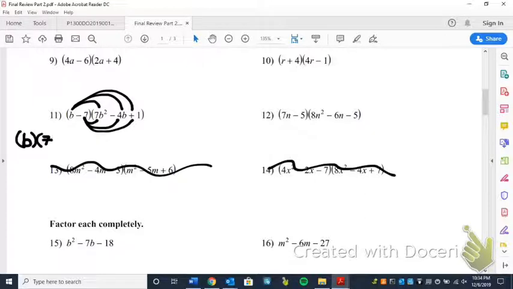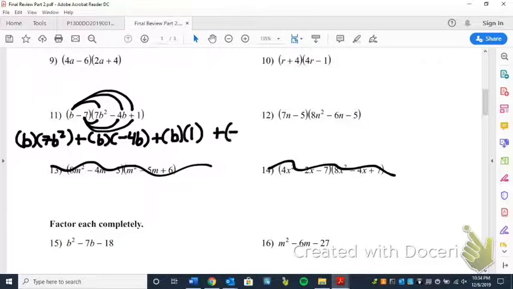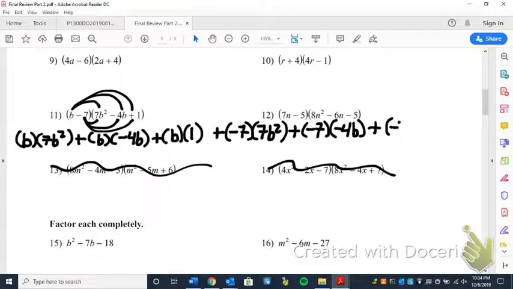So here, we're going to go b times 7b squared, b times -4b, and then we need to do our b times 1. And then we go back to the beginning and start again, but this time instead of the b, using the -7. So we go -7 times 7b squared. We have -7 times -4b. And then we have -7 times 1.